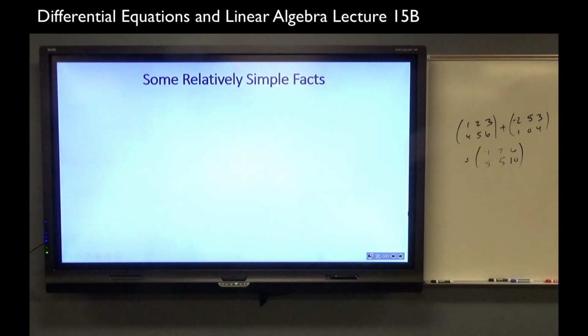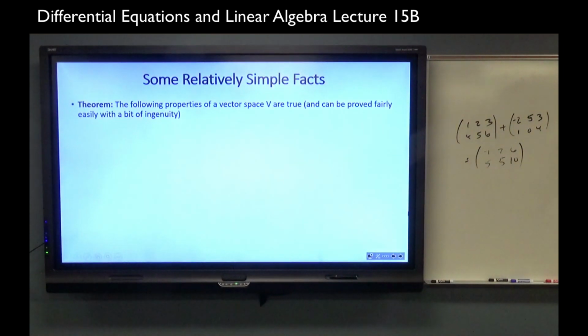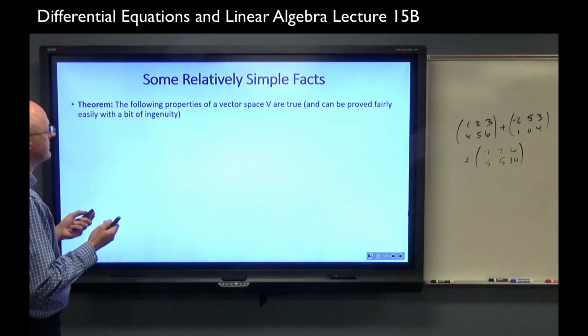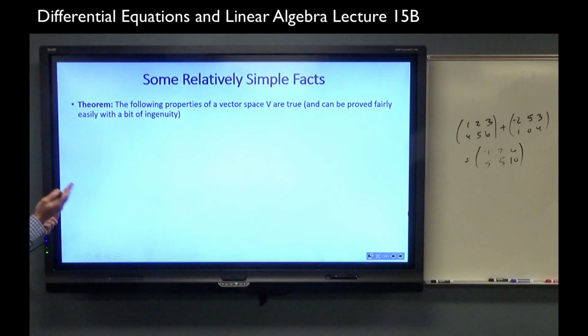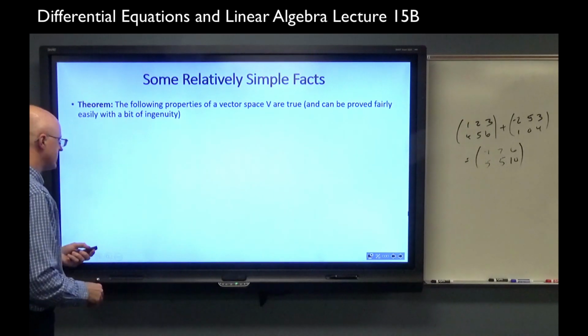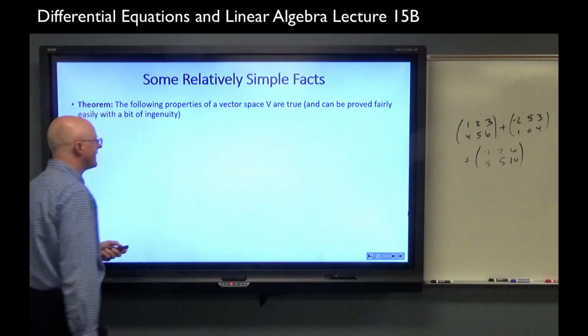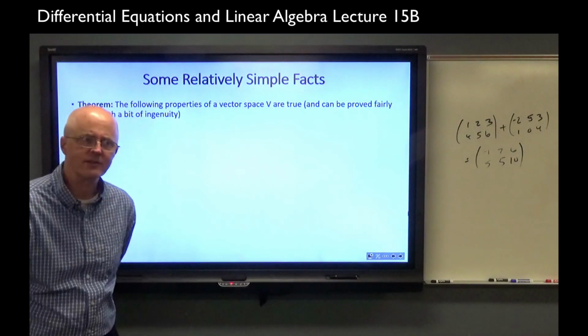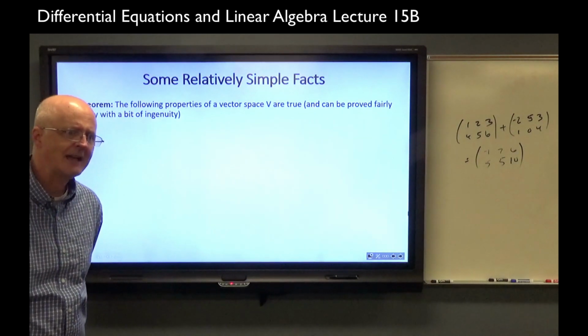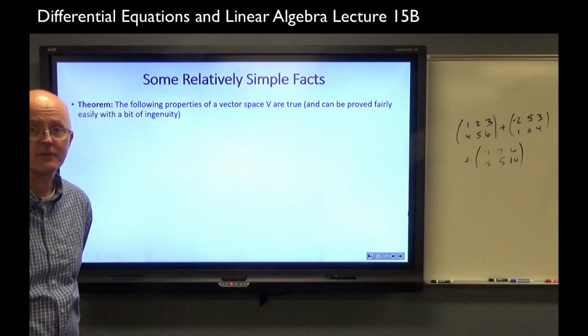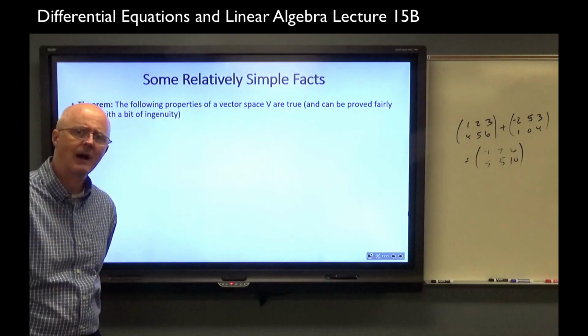Here are some relatively simple facts that can be proved relatively quickly. I'm not going to prove them because we're low on time, but they should make sense. It's a theorem. The following properties of a vector space V are true, and they can be proved fairly easily with a bit of ingenuity. It takes a little bit of skill with these things to get these proofs. These properties are going to look very trivial. In fact, you might scratch your head and say, well, aren't these obvious? The answer is they are obvious for particular examples, like Rn, but they're not so obvious in the abstract.